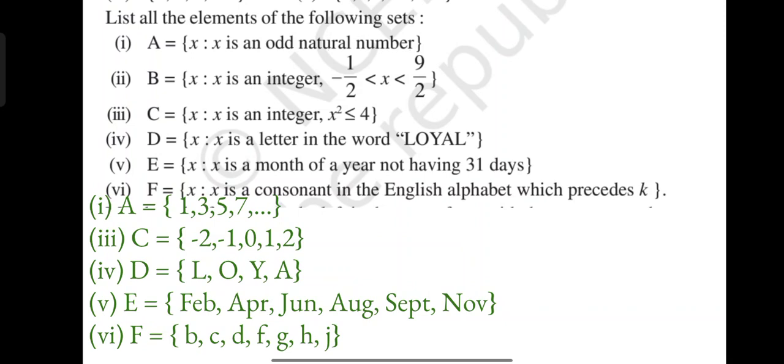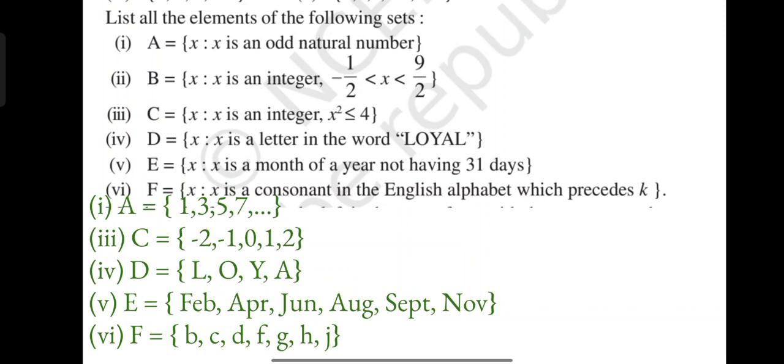Okay, then the third one: the set of all x such that x is an integer whose square is less than or equal to 4. What we are writing should be an integer, so we can write 1, 2, 3, 4 as well as -1, -2, -3 etc., as well as 0, but it should also satisfy that the square of the number which we are writing is less than or equal to 4.